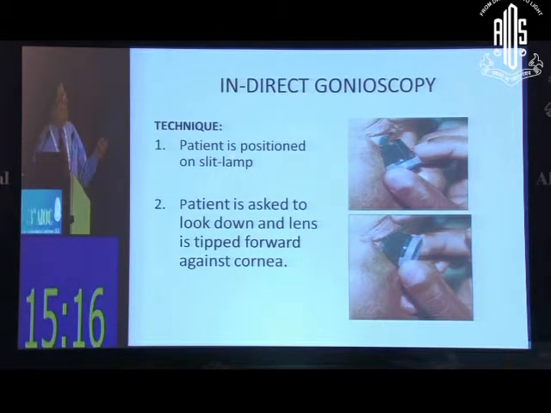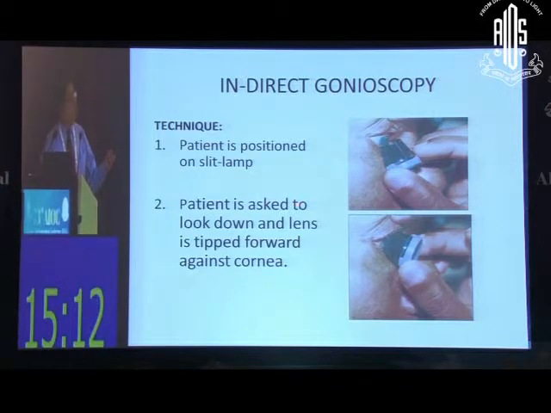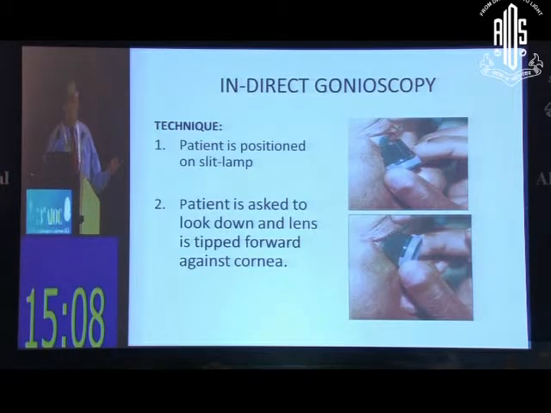So the patient is explained the procedure, anesthetized and positioned on the slit lamp. And the patient is asked to look down as he is doing here. And then as the patient is looking down, you gently tilt the gonioscope towards the cornea.